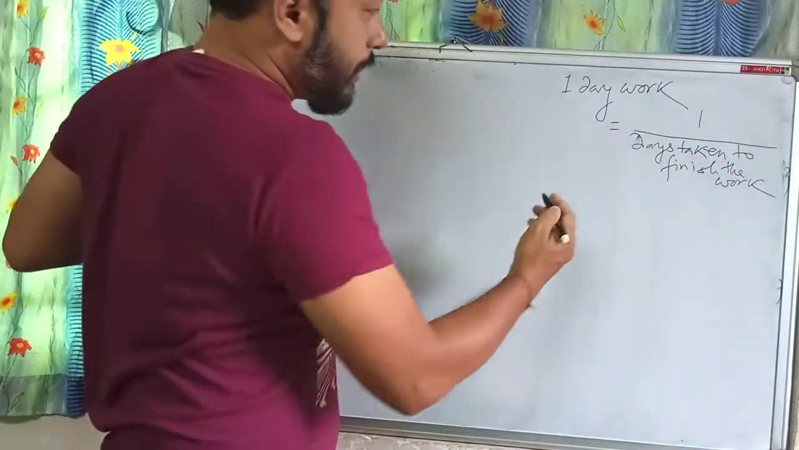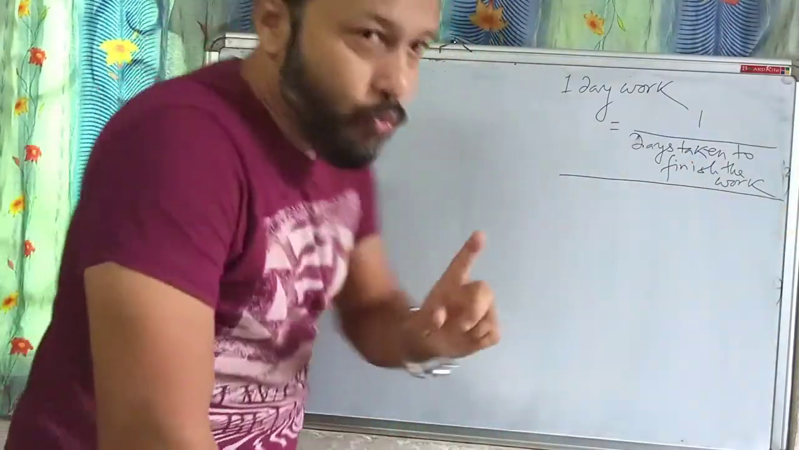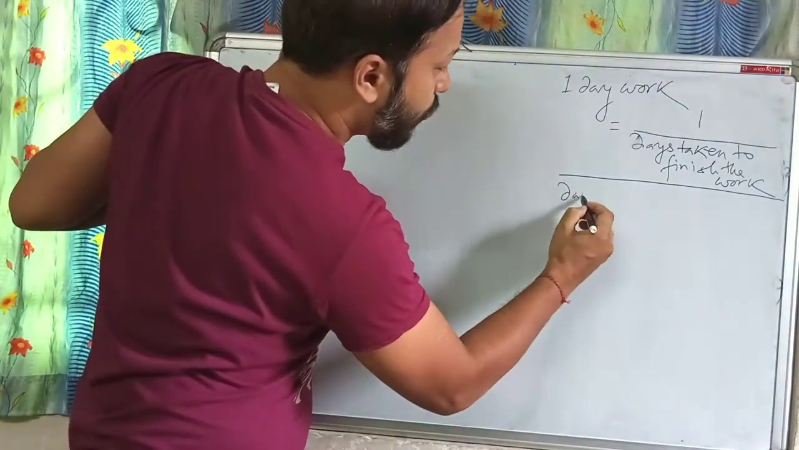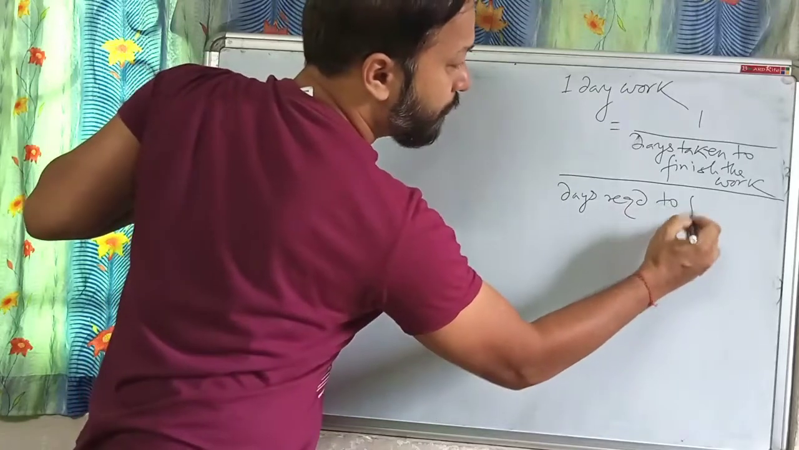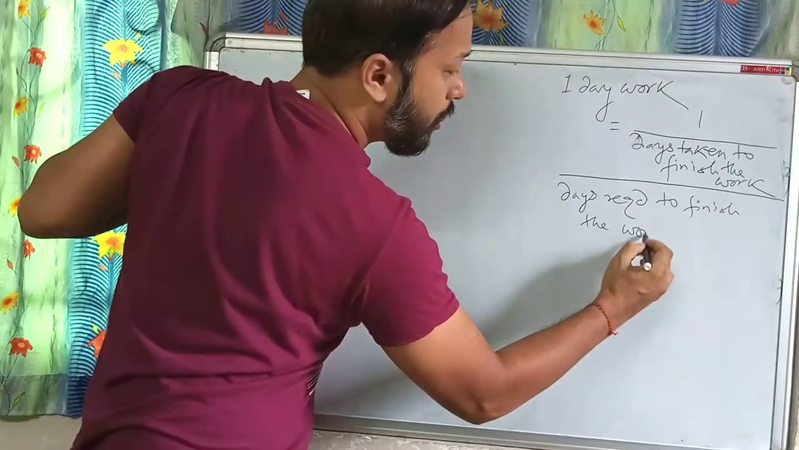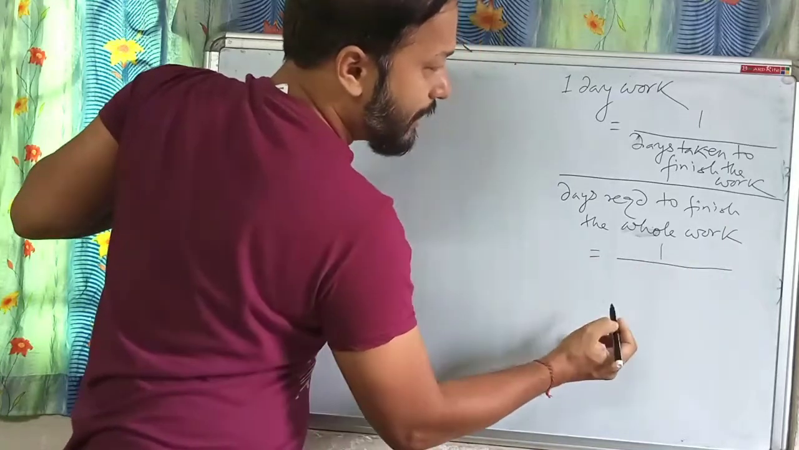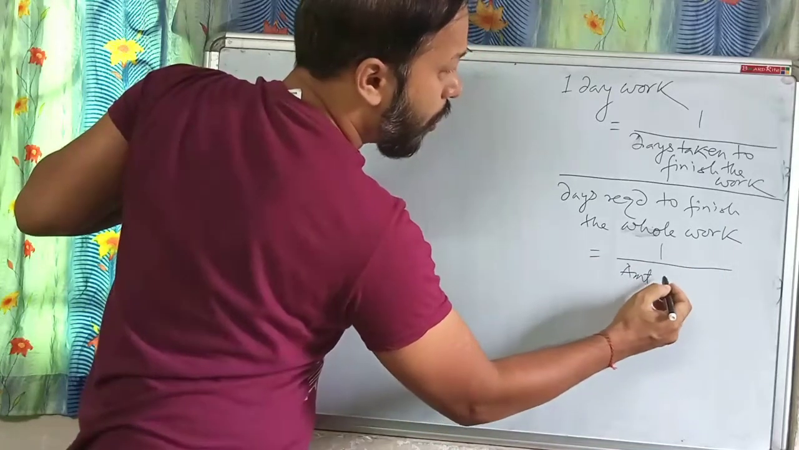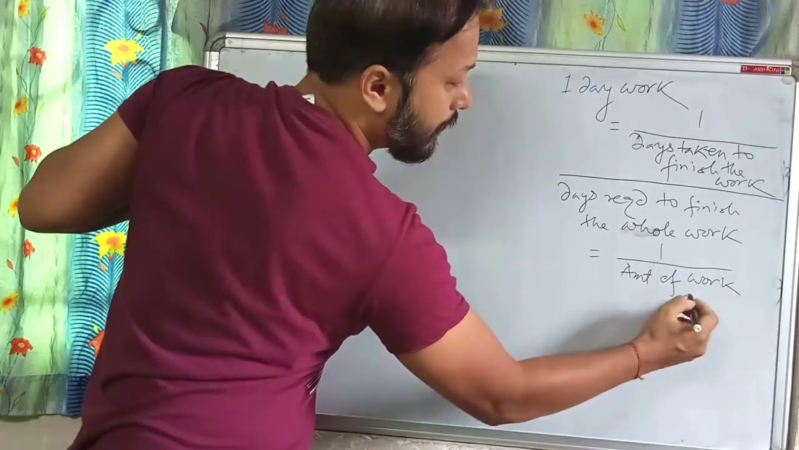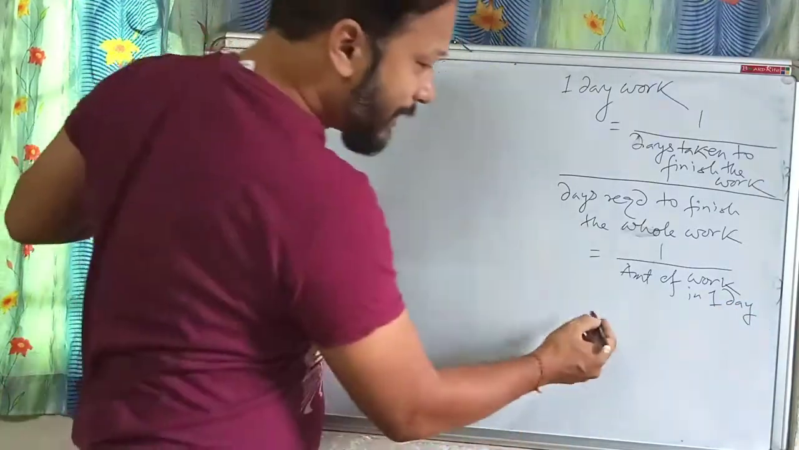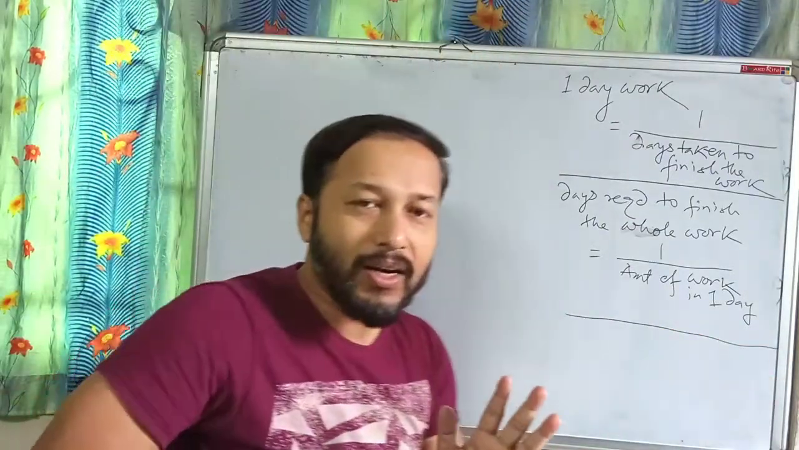Got it? Now another formula. If in a single day you are able to finish 1 by 15th of the book, that means you will be able to finish the whole book in 15 days. Not understood? See the formula, you will understand. Days required to finish the whole work is equal to 1 by the amount of work in one day. Understood? So these are the two formulas I said. These two formulas are important.